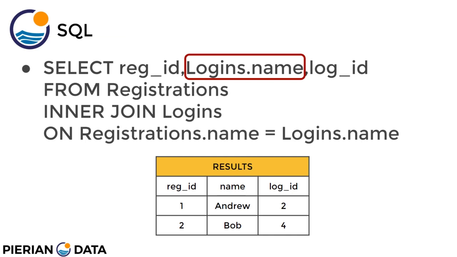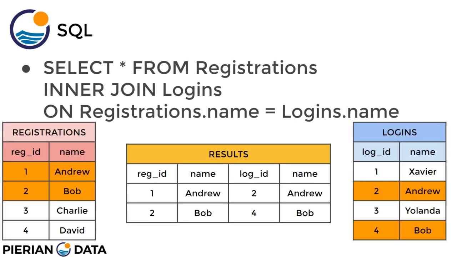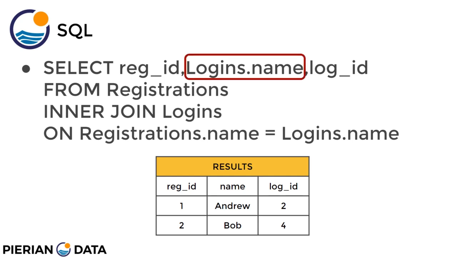And in this case, it doesn't really matter. I could have said registrations.name or logins.name, but I should be specifying because there's a duplicate name column. In my SQL query, I should be specifying what actual column I'm looking at. Because recall, here we had both the name column from registrations and the name column from logins. So if I only want one of those, because it's duplicated, I'll specify that I'm looking at the logins.name column.